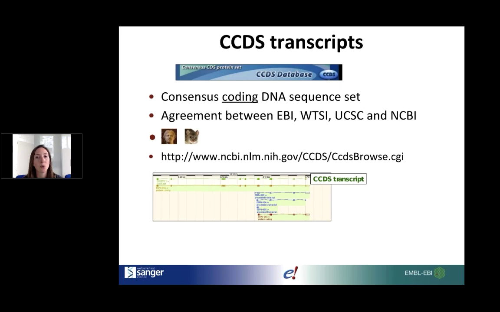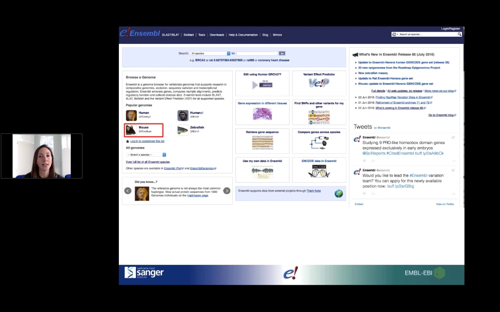CCDS is an agreement between ourselves, the Sanger Institute, UCSC and NCBI, and that is the consensus coding DNA sequence set. So this is a gene set of only coding genes, so you don't get UTRs on the end, but it's just a gene set where 4 different groups have agreed that that transcript exists. So yeah, we've updated the Gencode gene set and the CCDSs for human and mouse, and we've also updated the gene set for rat.